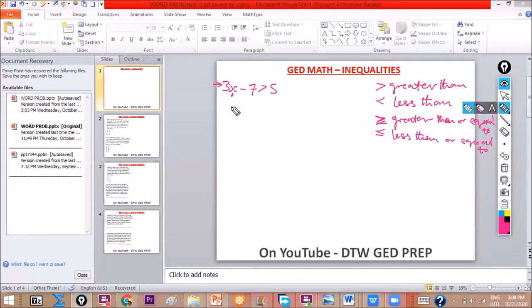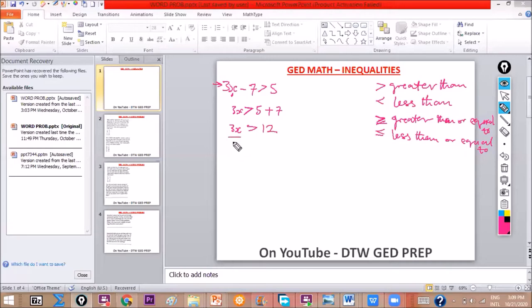Maybe we can put 3x, and we're going to put minus 7 on the other side. We take this negative to the other side, it becomes plus. Our sign will still remain the same, greater than. So 3x is greater than 5 plus 7. That will give us 12.